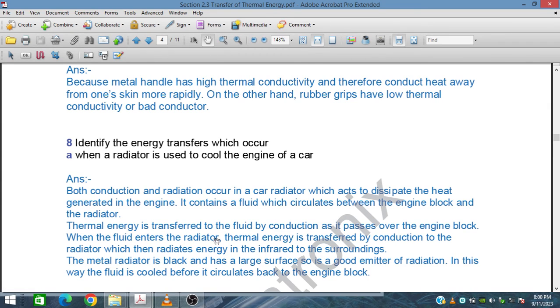When the fluid enters the radiator, the thermal energy is transferred by conduction to the radiator, which then radiates energy in the infrared to the surroundings. The fan also gives forced cooling. The metal radiator is black and has a large surface area, so it is a good emitter of radiation. That's why the fins are black, for good emission of radiation. In this way, the fluid is cooled before it circulates back to the engine. So this is the way the radiator works in a car engine.